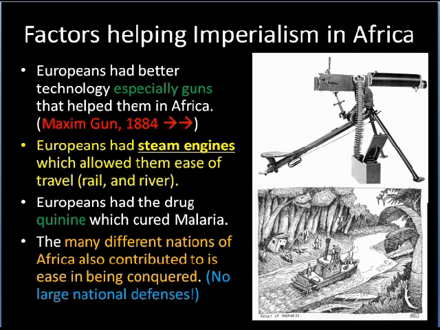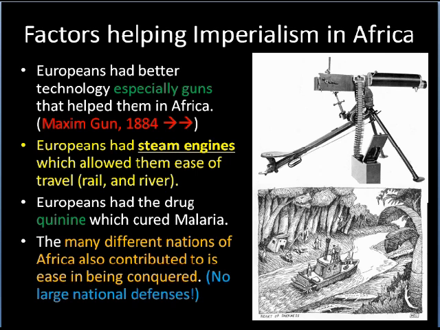Also, Europeans had a drug called quinine, which cured malaria. Malaria is, of course, a disease that is carried by mosquitoes, and is very, very common in Africa and several other countries outside of Europe. It's not very common where we live, but it was something that was to be legitimately feared in Africa, because many people die, even to this day, of malaria for lack of treatment. So having quinine really helped that a lot.